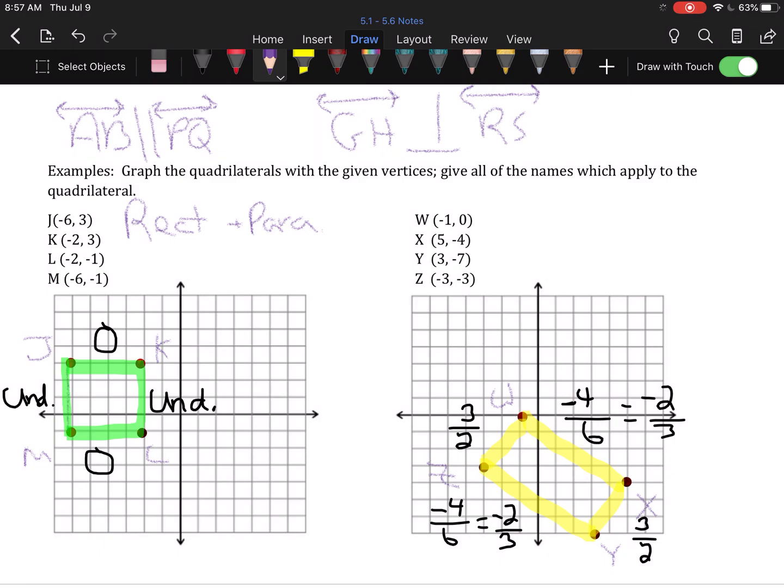So that's 2 sets of opposite parallel sides. You are definitely a parallelogram. Are you anything else? Well, we know those sides aren't the same, so it's not a rhombus and it's not a square. It could be a rectangle if these slopes are negative reciprocals. And they are. 2/3 and 3 halves are reciprocals. The 2/3 are negatives and the 3 halves are positive. So this is also a rectangle.